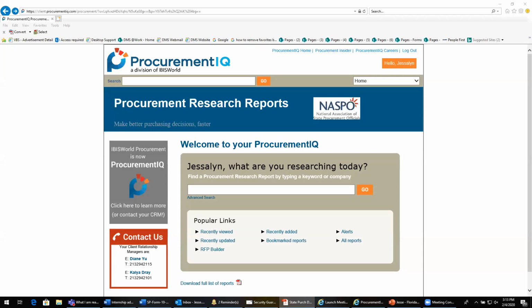So what's going on with the industry? We use Procurement IQ, and after this example, I'll do a quick demo of how Florida uses a lot of great functions and tools in Procurement IQ.